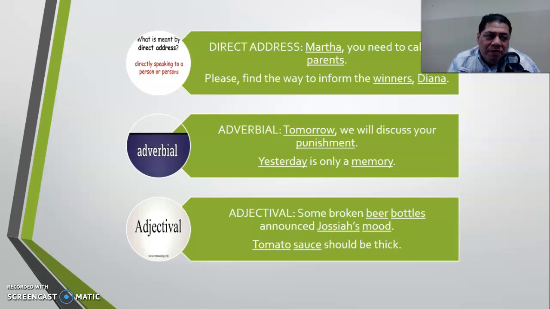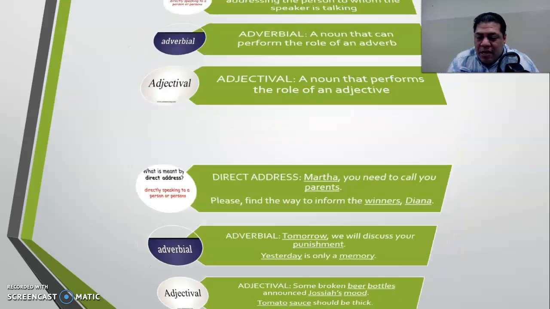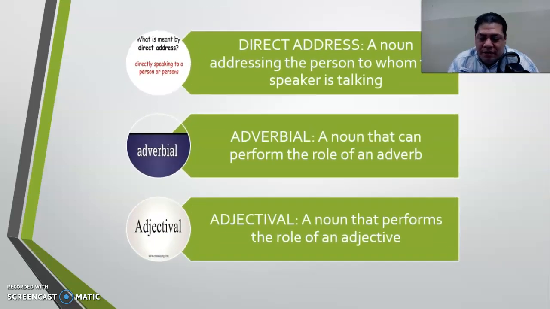I would probably recommend that you keep the direct addresses next to the word that they are referring to avoid confusions. Now, let's go back to the explanation. An adverbial. What is an adverbial? An adverbial is a noun that can perform the role of an adverb.